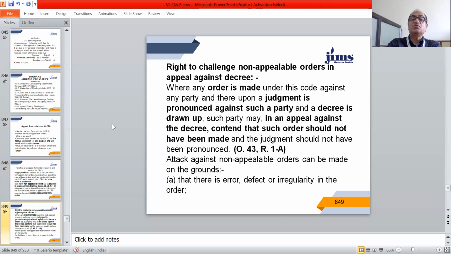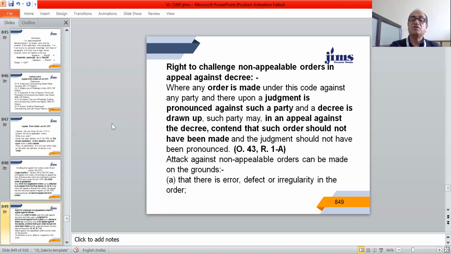As I told you, you have a right to challenge the non-appealable orders in appeal against decree. Where any order is made under this code against any party and thereupon a judgment is pronounced against such a party and a decree is drawn up, such party may, in an appeal against the decree, contend that such order should not have been made and the judgment should not have been pronounced.